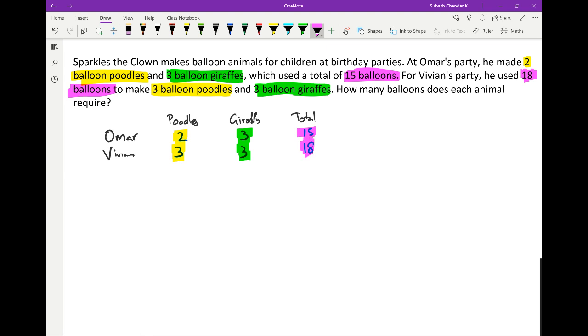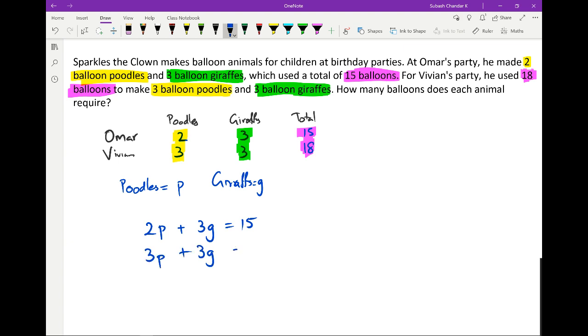So I'm going to put down poodles as P and giraffes as G. Not really going to worry about the total. What we then have is 2P, this is for Omar's party, plus 3G equals 15. And our second equation is 3P plus 3G equals 18. Now, as I told you guys, I picked a real nice question with the numbers, so it matches up.